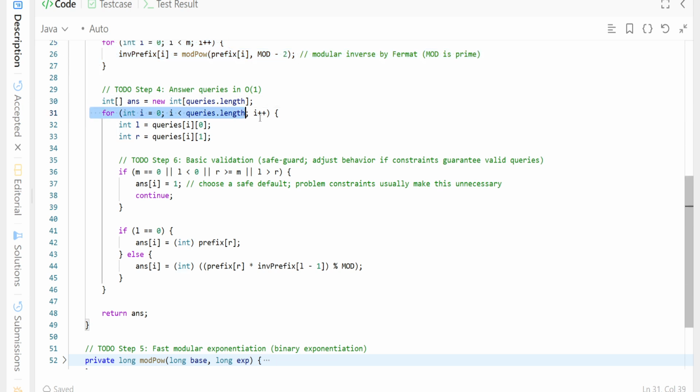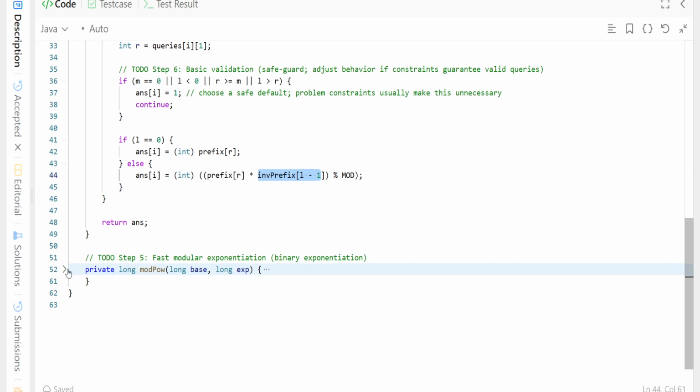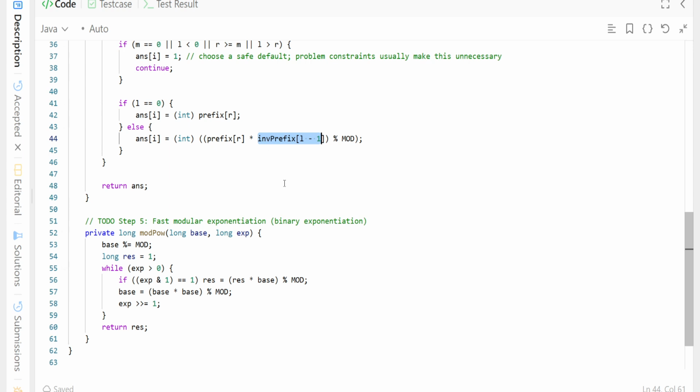For the queries, you will get the left and right. This is your boundary condition; you will do the validation. Then you will find the left and right, so you will get the answer from the left side and the answer from the right side. As I told you, you will not do the divide. You will just multiply by the inverse, because in modular arithmetic we can multiply directly. And this is the mod power function that we have seen many times.